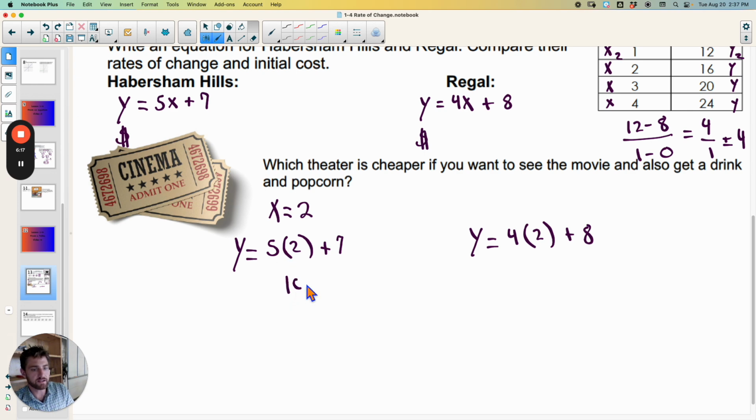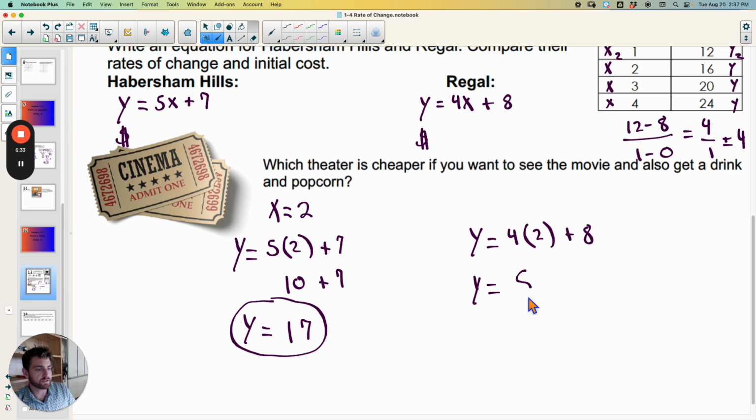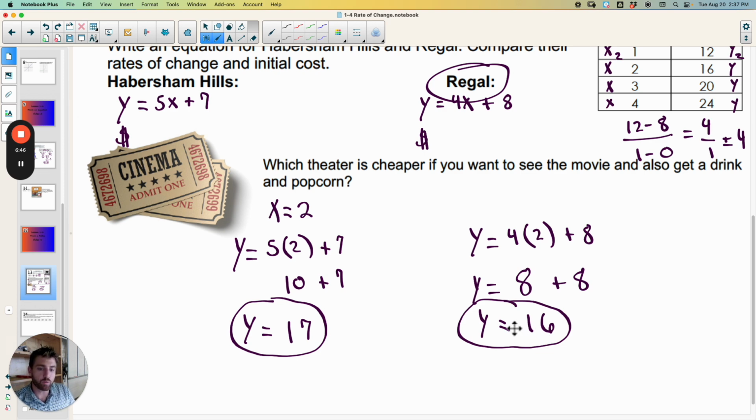So 5 times 2 is 10. Bring down the 7. That gives us y is equal to 17. So it'll cost us $17 to go to Habersham Hills if we want to get a drink and popcorn. And if we go to Regal, it will cost us, let's see, 4 times 2 is 8, plus 8 is going to be 16. So it's actually cheaper to go to Regal, because it's $1 cheaper if you're only going to buy 1 drink and 1 popcorn. If you buy more items, it might be different. All right, go ahead and try those U-tries, and then I'll see you in the next lesson.